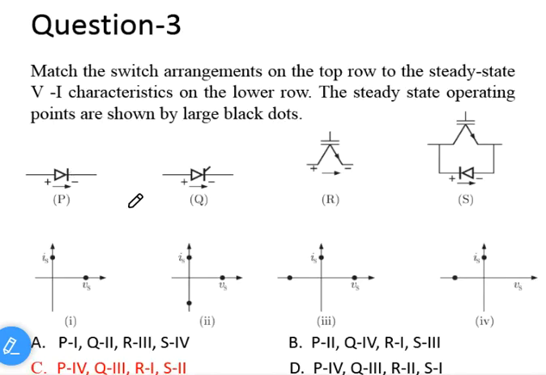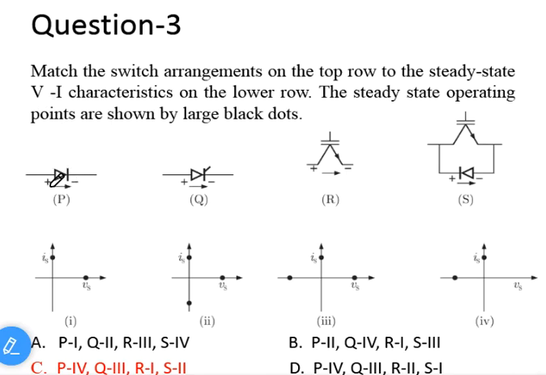Now let us enter into one more question. Match the switch arrangements of the top row to the steady state VI characteristics on the lower row. The steady state operating points are shown by large black points. Here there are four switches and four characteristics. Therefore we need to match the switch with the corresponding characteristics. The four switches are diode, SCR, IGBT and IGBT in parallel with the diode. Now four characteristics are there. Let us look into these characteristics and let us look into the diode.